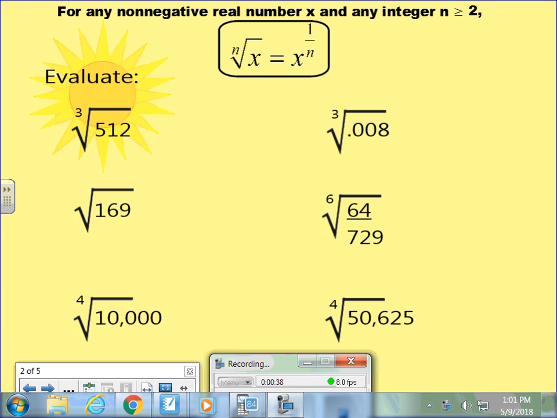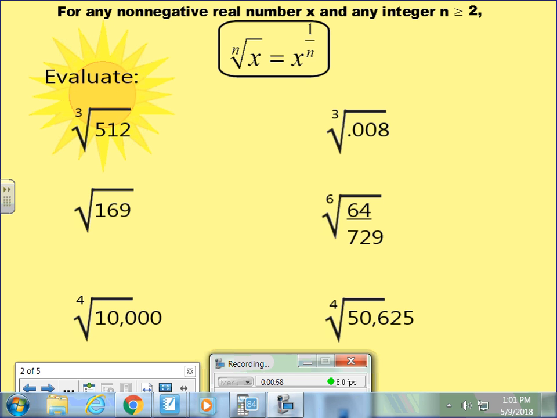So if you are going to take something in radical form and write it in exponent form, you'll take that n and it will become the denominator of the fraction exponent. And this only works with n values bigger than 2. So if you have an n value of 2, it's a square root. If you have an n value of 3, it's a cube root.